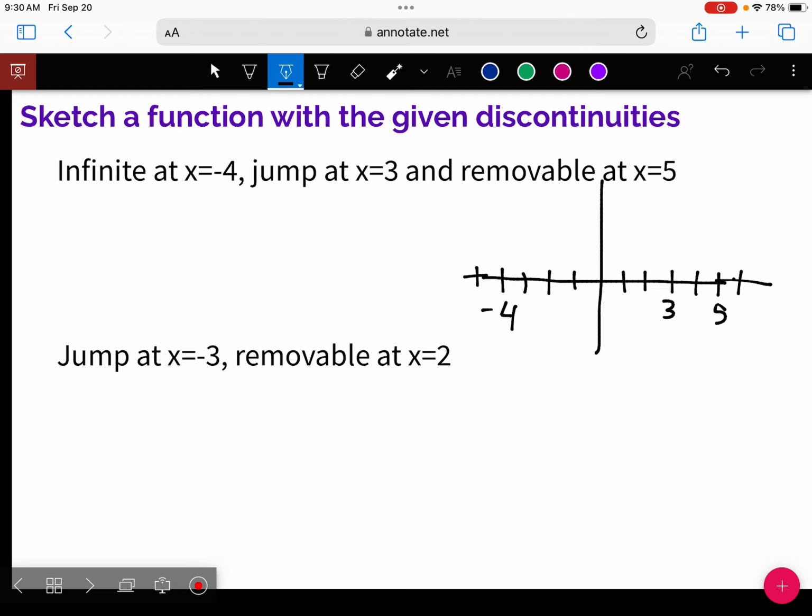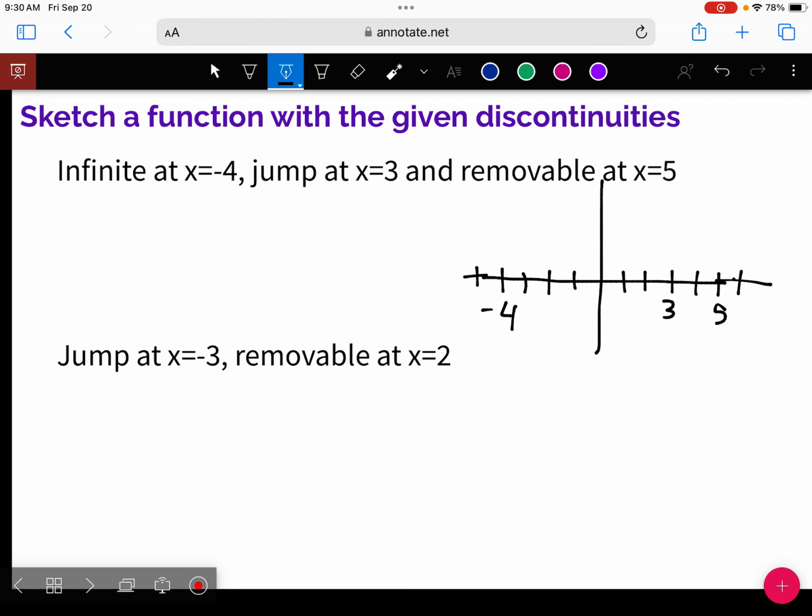Sketches are guesses. We're getting it-ish. A sketch is an ish. We're getting it close-ish. It's like the vibe. We're getting the vibe of the graph.